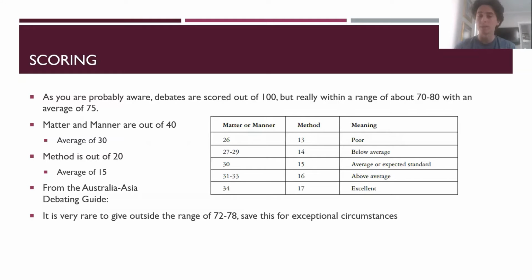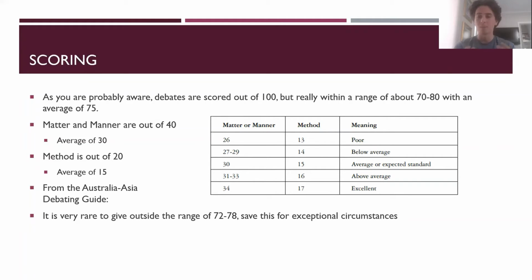As you're probably aware, debates are scored out of 100, but really within a range of about 70 to 80, with an average of 75. Matter is out of 40, average 30, and method is out of 20, with an average of 15. So that adds up to 100, or 75. Here's a table from the Australia-Asia Debating Guide that summarizes expected scores for values of speeches. As you'll see, if you add up all the poor scores or all the excellent scores, you'd actually get a value like 65 or 85, well outside the range we want.